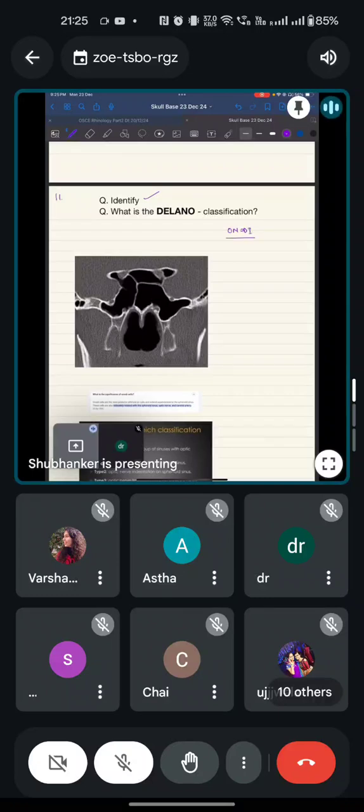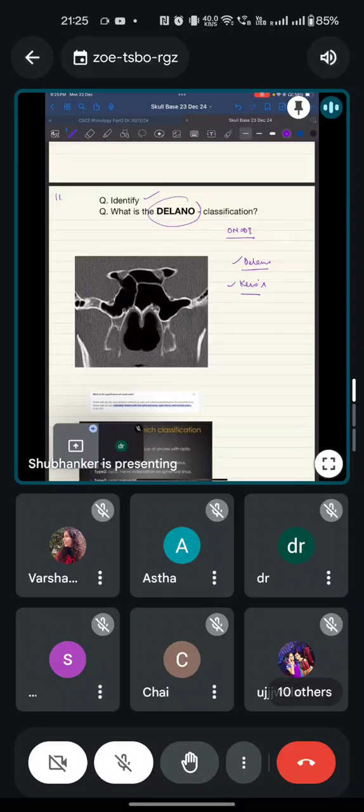These septations which you see in your sphenoid sinus, okay, this will be Onodi cell. Delano classification, please remember, it's important. After Delano, the next question will be your Hero's classification. So both of them are very important. They will generally be asked to you in one manner or the other.